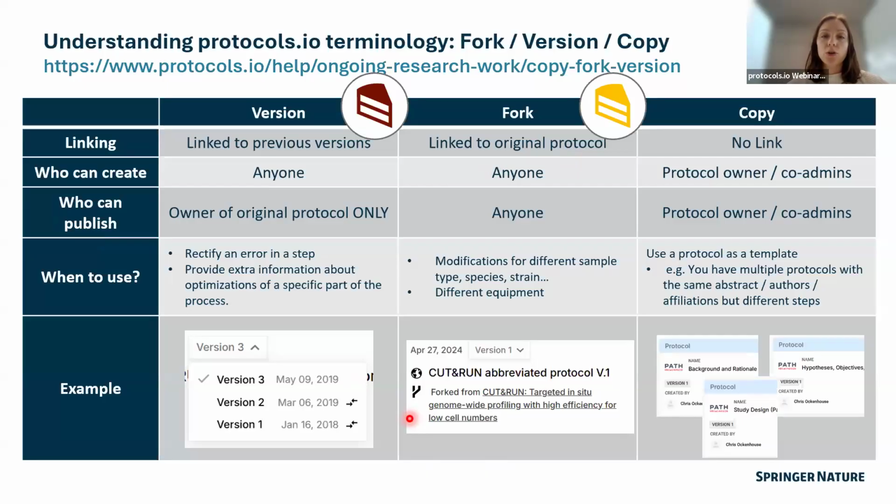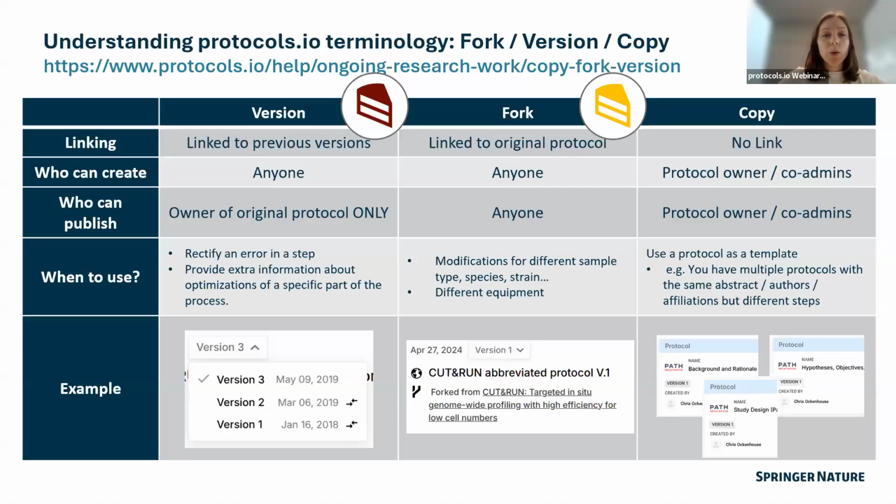So this is to ensure that the developers of the original protocol can also be credited for other people building upon their work. And the reason that you might create a fork on protocols.io is if you are modifying that method for something like a different sample type, species, strain, a different piece of equipment or lab setup, if you have to adapt it for a more low-cost situation, things like that is why we see people creating forks on protocols.io.